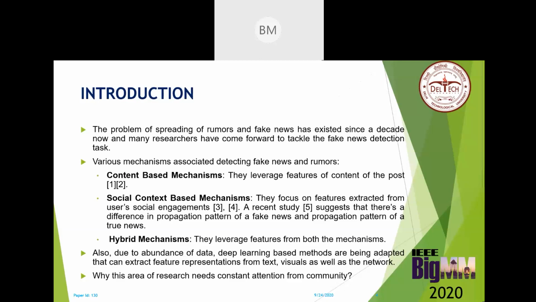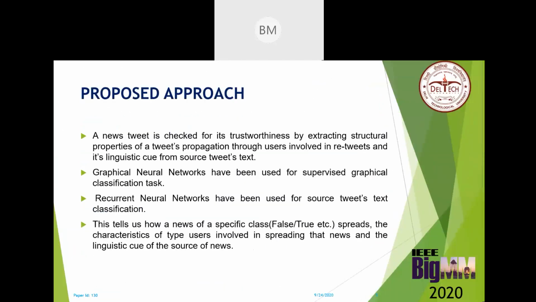So coming to our proposed approach, in our paper we propose a novel method for news that checks the trustworthiness of news tweets by extracting structural properties of a tweet's propagation pattern through users involved in retweets and responding to a particular tweet, as well as the linguistic cues from the source tweet text. For the deep learning based methods, we have particularly used two neural networks in place.